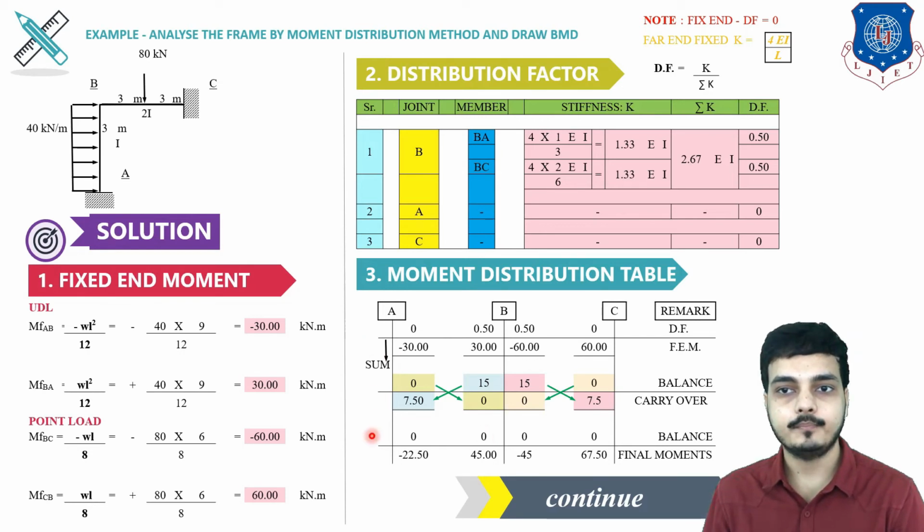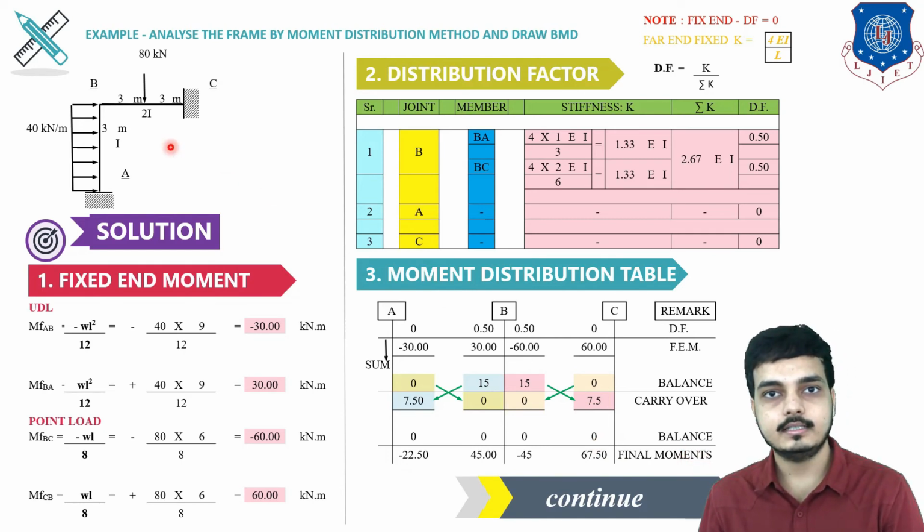So now at last, we will sum up. This line is nothing but balanced. We did balance of the moments as we did over here. Now the sum will start from here. So, minus 30 plus 0 plus 7.5 plus 0 is minus 22.5. Plus 30 plus 15 plus 0 plus 0 is 45. Minus 60 plus 15 gives minus 45. 60 plus, sorry, 7.5 is nothing but 67.5. So these are my final end moments.